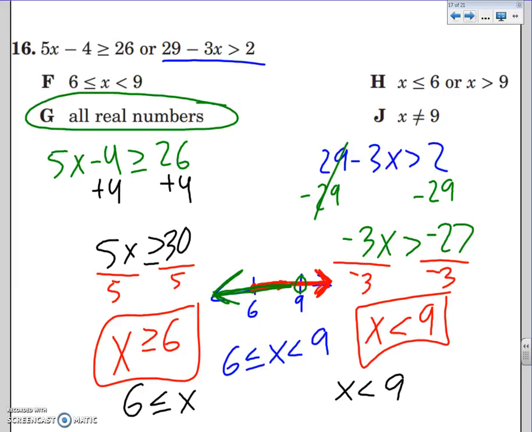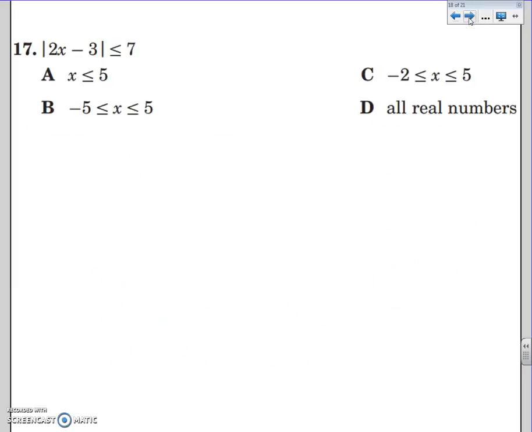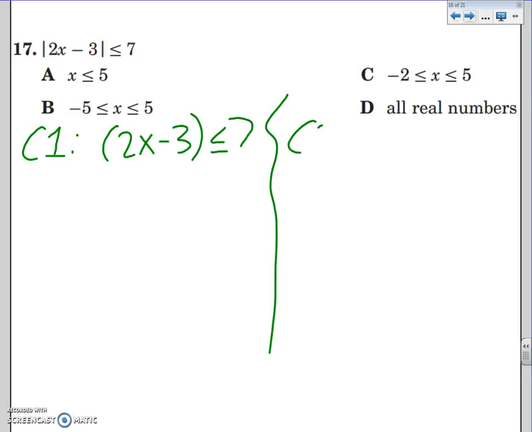Made a small mistake. Alright, 17, absolute value inequality, 2 cases, positive case, negative case. So case 1, just make it positive: 2x minus 3 is less than or equal to 7. Case 2, make it negative. Alright, these parentheses don't matter, just do algebra.